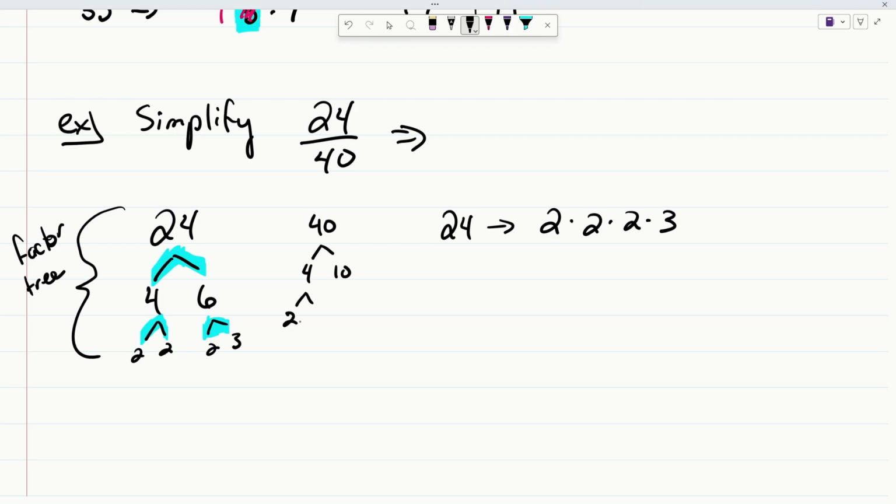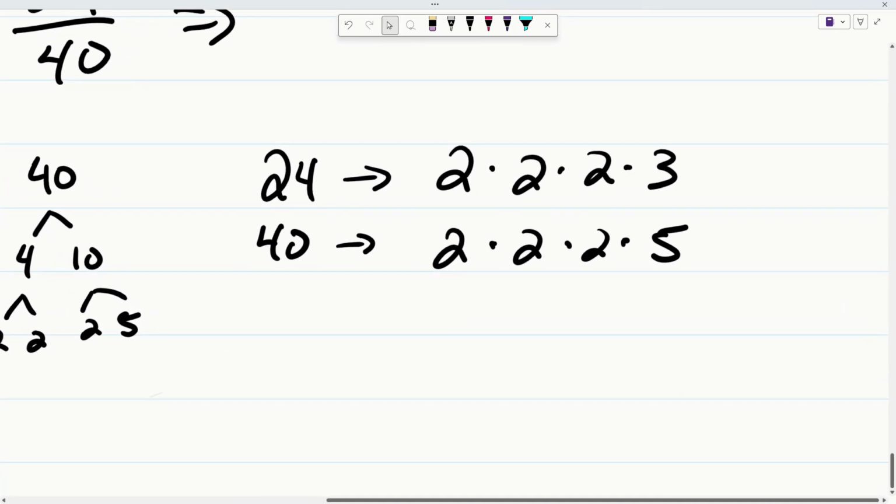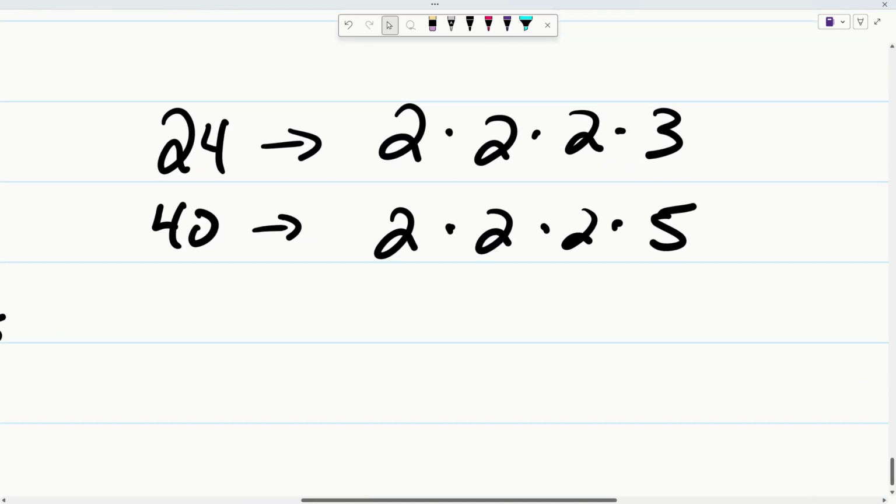4 breaks down into 2 times 2. 10 breaks down into 2 times 5. So 40 is 2 times 2 times 2 times 5. And watch. Please just watch the screen. I'm going to zoom in. Here we go. 24 over 40.